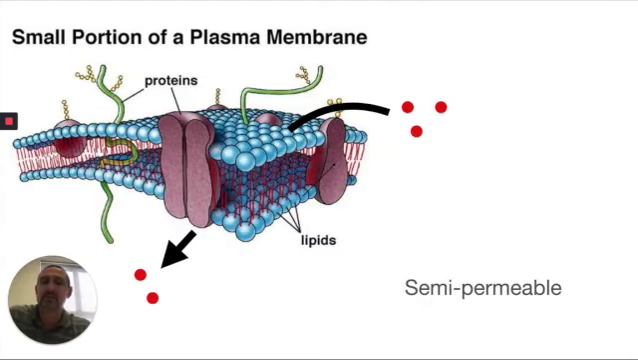Finally, cell membranes are semi-permeable. That means some things can enter, but not everything. Large macromolecules can't just waltz into the cell through the membrane. They have to go through a carrier protein. Same with water, because oil and water don't mix. Certain proteins allow water to enter or leave the cell.